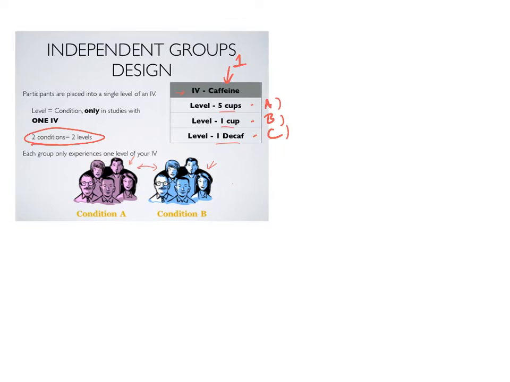And your participants only experience one condition. So condition A or condition B. Maybe I should have drawn them a little bit differently so you could tell they're different people. These are different people. This one has a tie. This one has different eyes. But the point is, keep in mind that the participants are only experiencing one condition in the experiment.